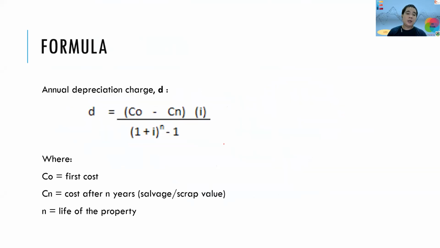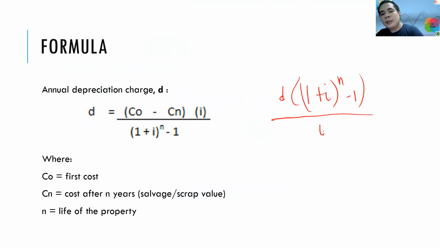So the annual depreciation charge is D equal to (CO minus CN) multiplied by I over (1 plus I) to the exponent of N minus 1. If we rearrange your equation, D multiplied by ((1 plus I) to the exponent of N minus 1) divided by I is equal to CO minus CN.